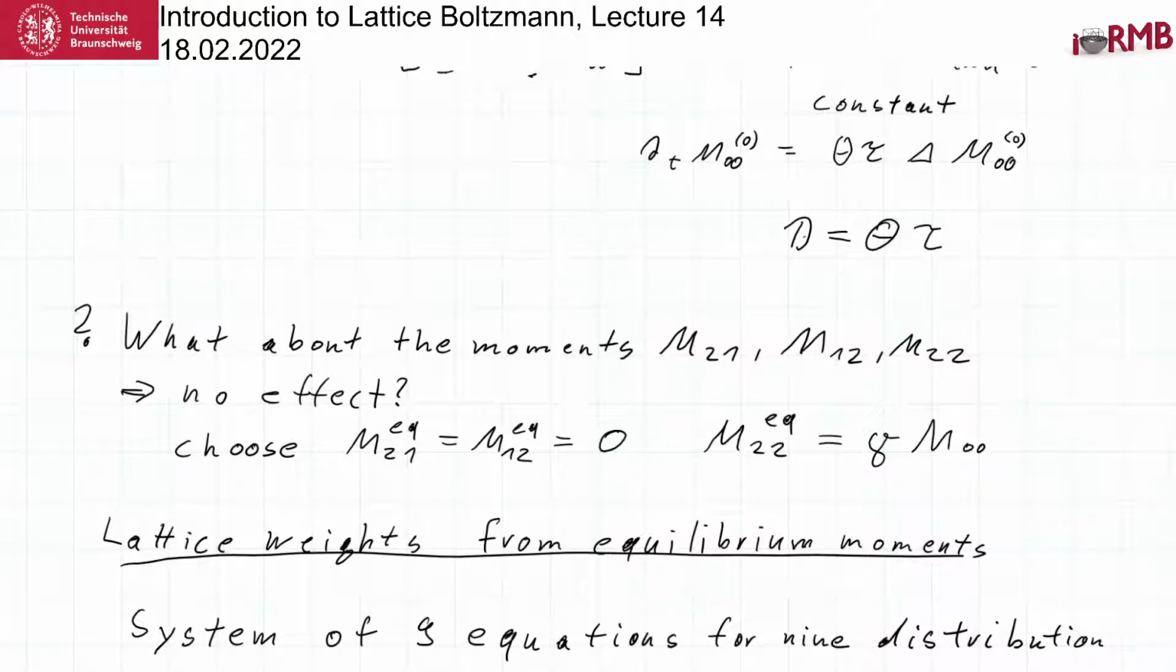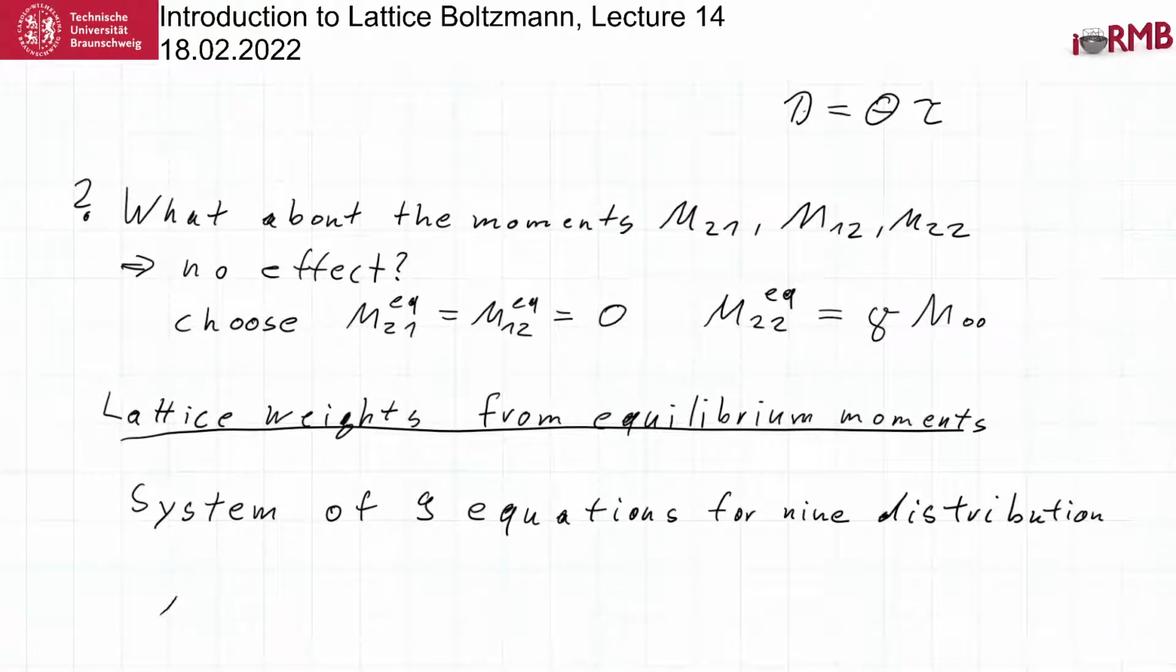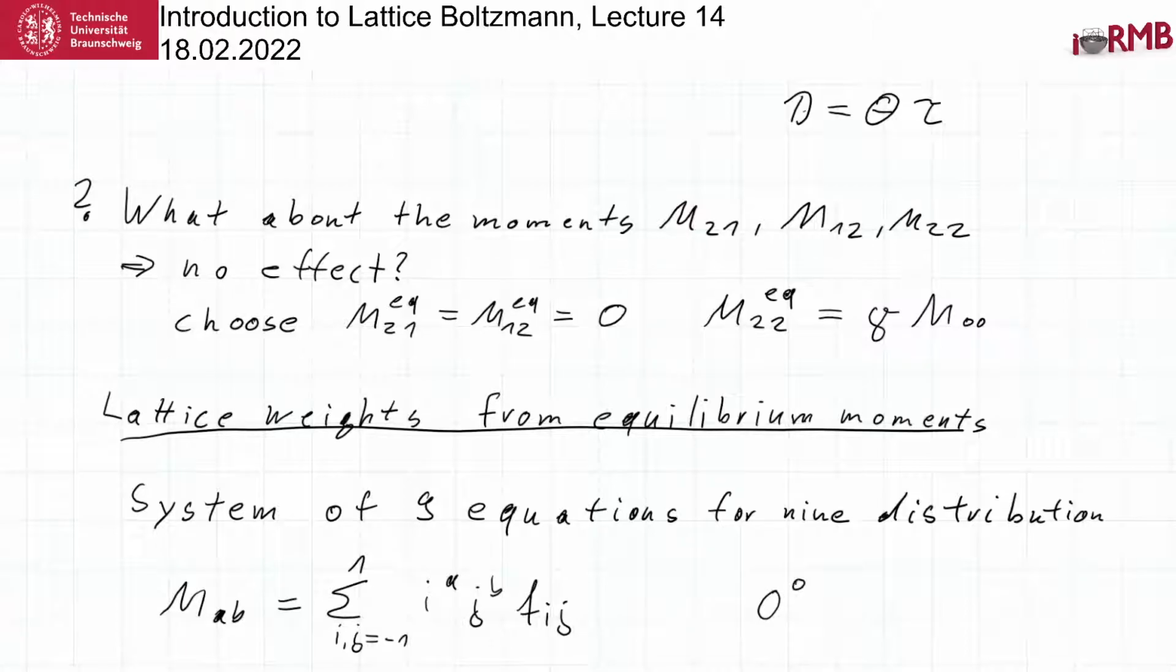Okay, our model moments are defined, so the raw countable moments M_AB can be calculated from the sum over i and j from -1 to 1 of i to the power of A and j to the power of B, f_ij, under the assumption, which mathematicians don't like, that 0 to the order of 0 is defined to be 1. So this is the assumption that you have to make here.